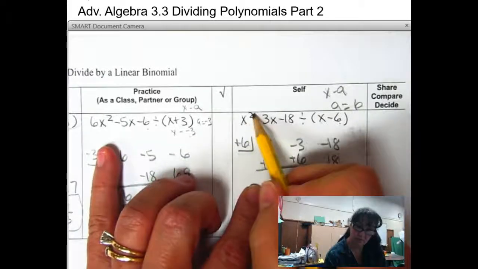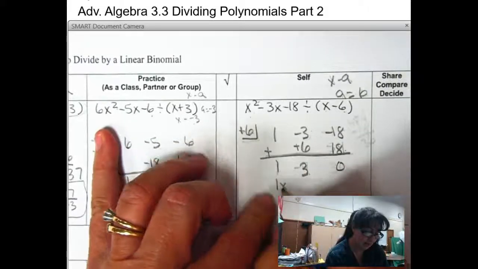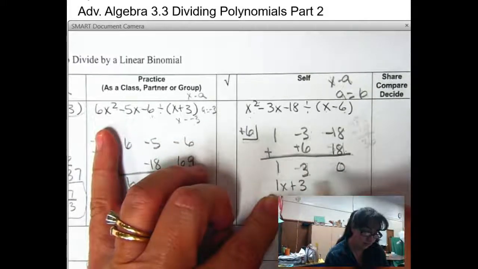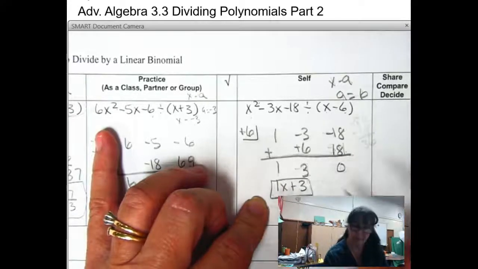So since it started with x squared, our answer is going to start with x. So we have 1x plus 3, and we have no remainder. So I don't have to even put anything there for my remainder.